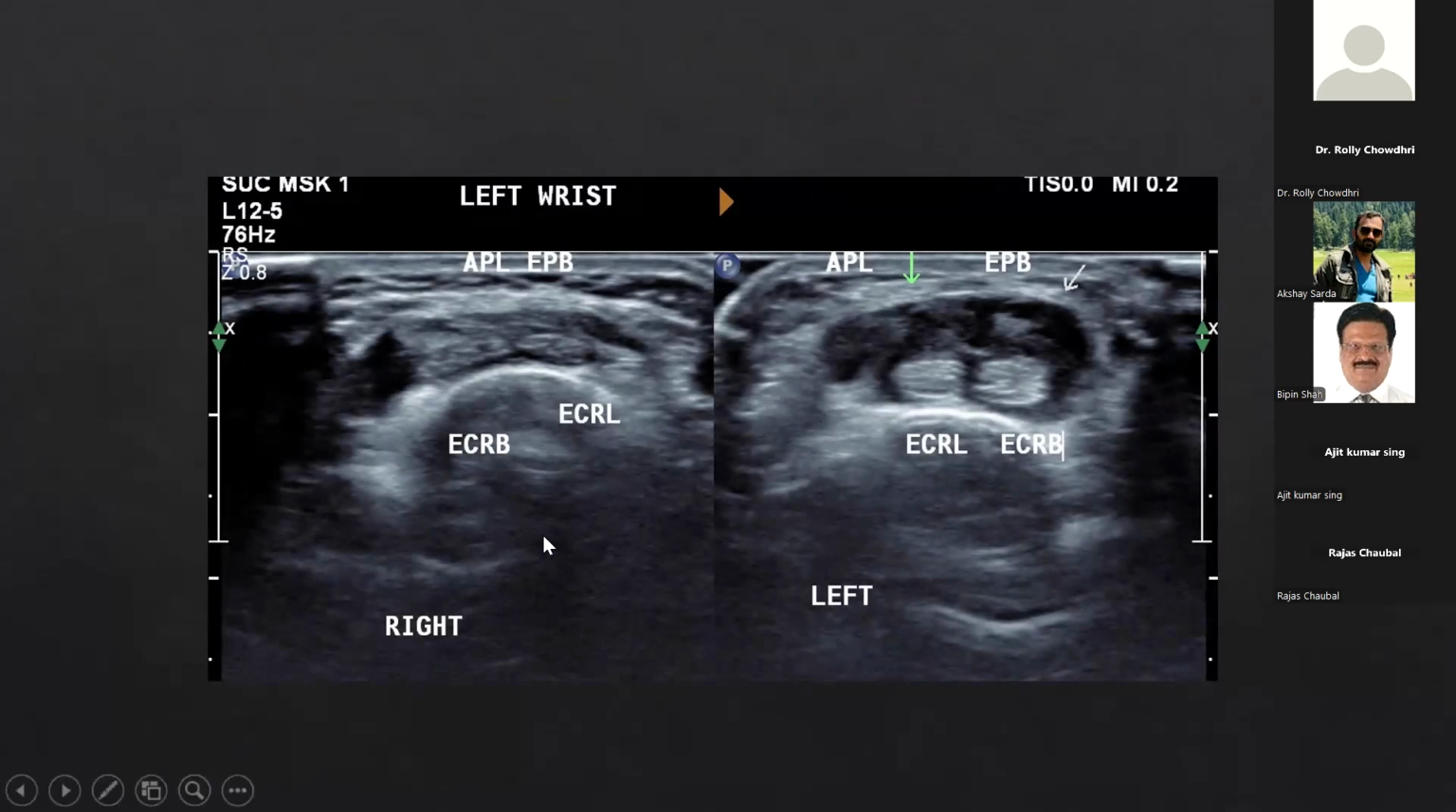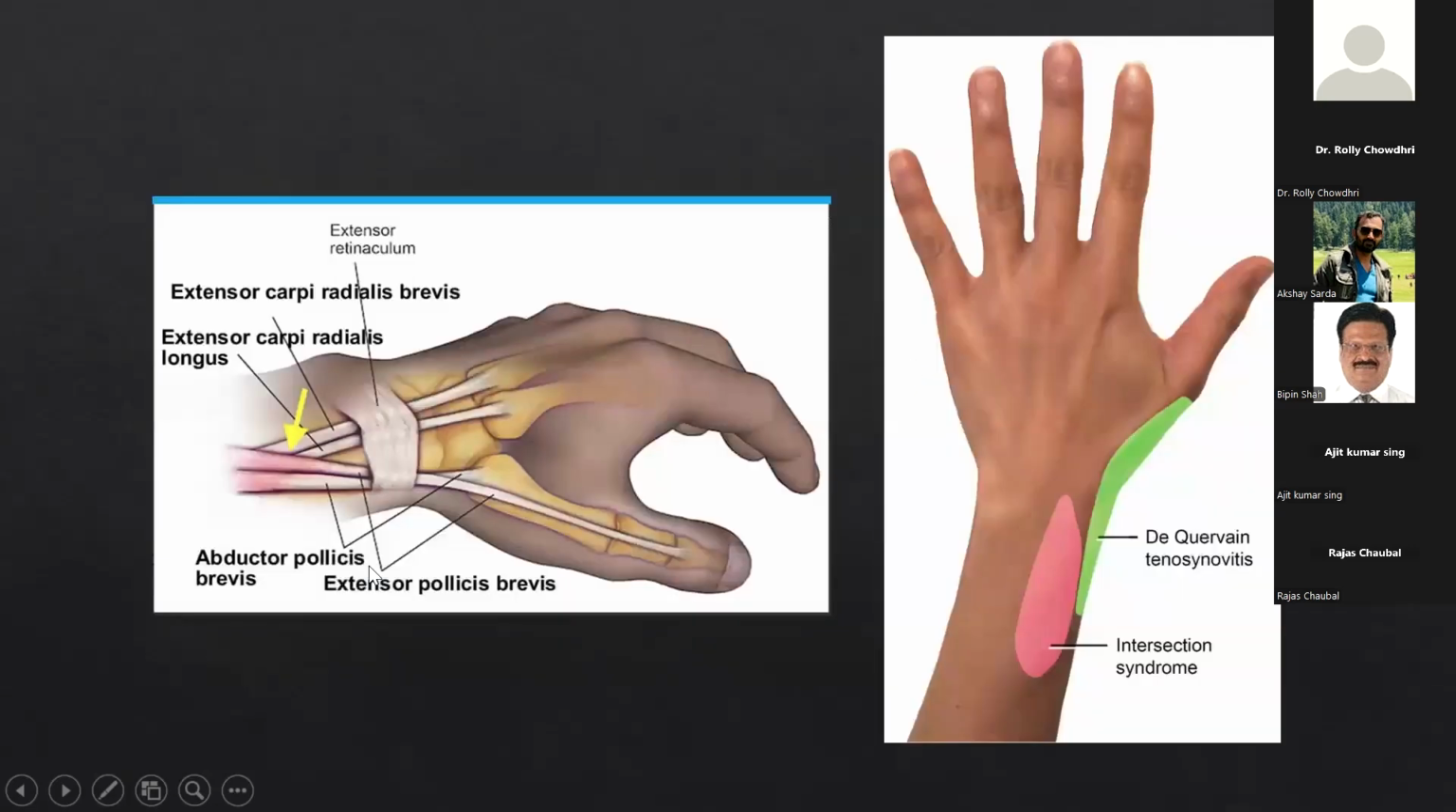On the right side, it is absolutely normal. You can see the second compartment tendons, and these are the first compartment tendons crossing over. Whereas on the symptomatic side, there is significant thickening of the tendons. There is peritendinous edema. This is the site of proximal intersection, where the first compartment tendons cross over the second compartment. Clinically, the symptoms for de Quervain's are more on the radial side, and for intersection, they are slightly more proximal and on the dorsal side.